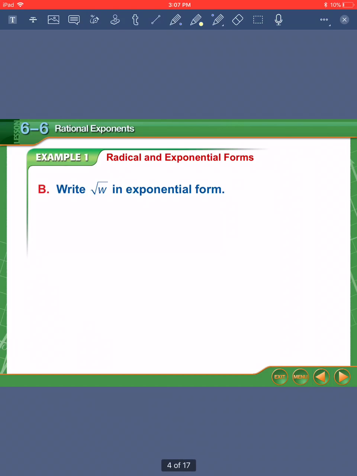I'm rewriting the square root of w in exponential form. So I've got w. My root is going to be my denominator, which if it's the square root, it's an implied 2. And I don't have an exponent that I'm raising w to a power of, so it's going to be w to the 1/2 power.